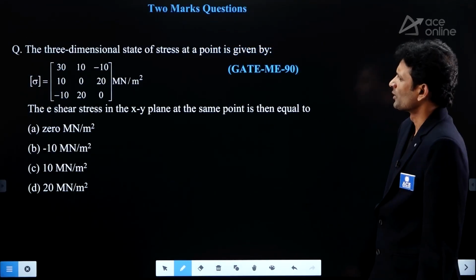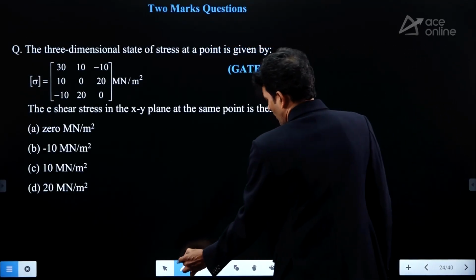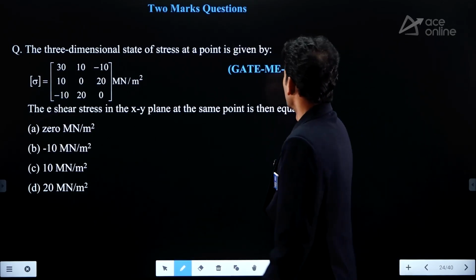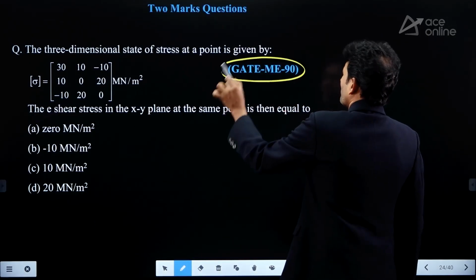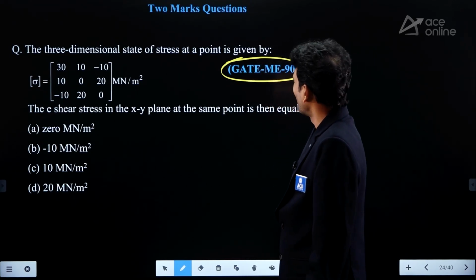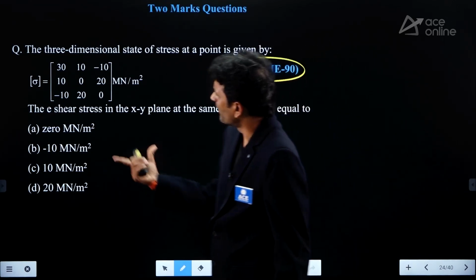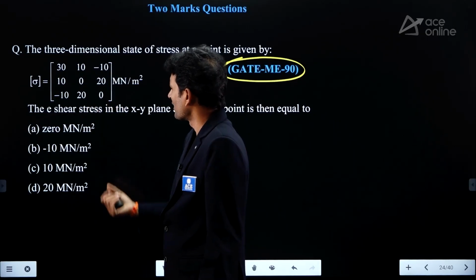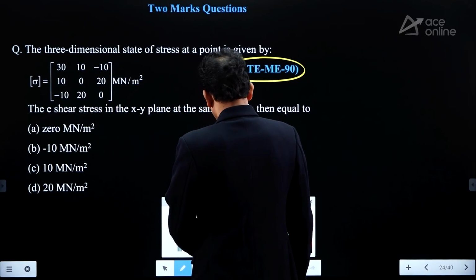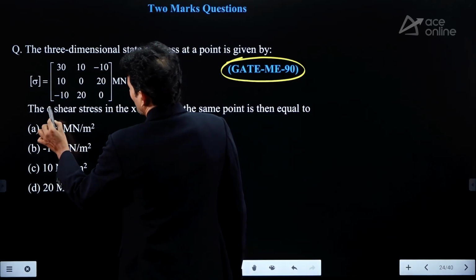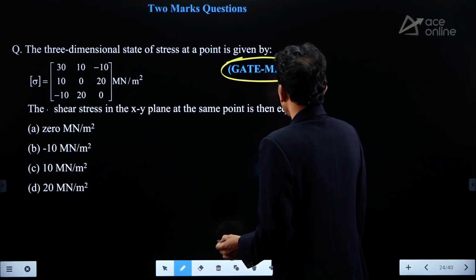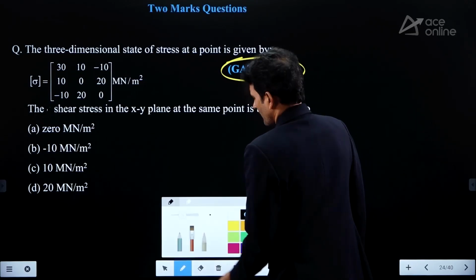Yes, now we can take the 2 marks questions from this topic. Take the first problem. This is a GATE 90 question, from very long back. The 3-dimensional state of stress at a point is given by, yes, the given element is a 3-dimensional element. We require the shear stress in the XY plane at the same point.